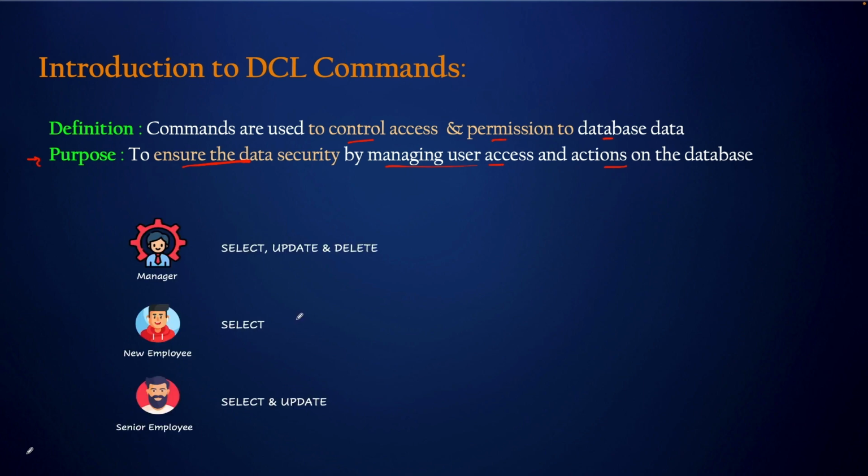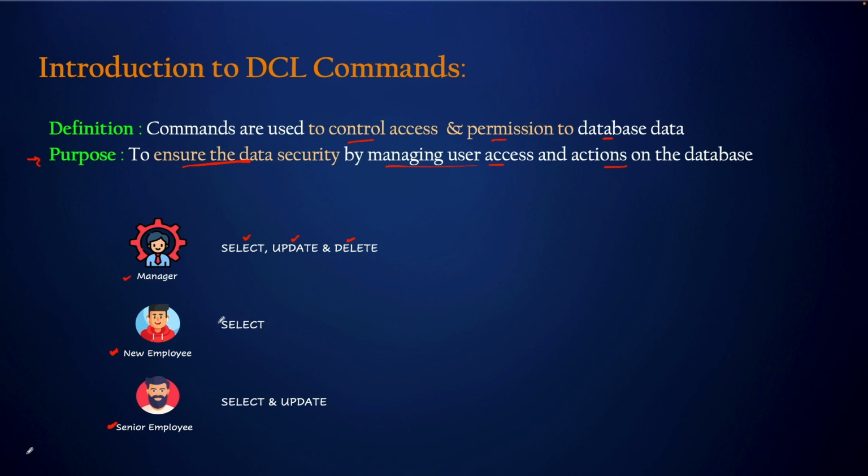There are three roles in your company. First one is manager, second one is new employee, third one is senior employee. You want to give more privileges to your manager, such as select, update, and delete, because he's the most experienced and responsible person. That's why you give him more privileges.